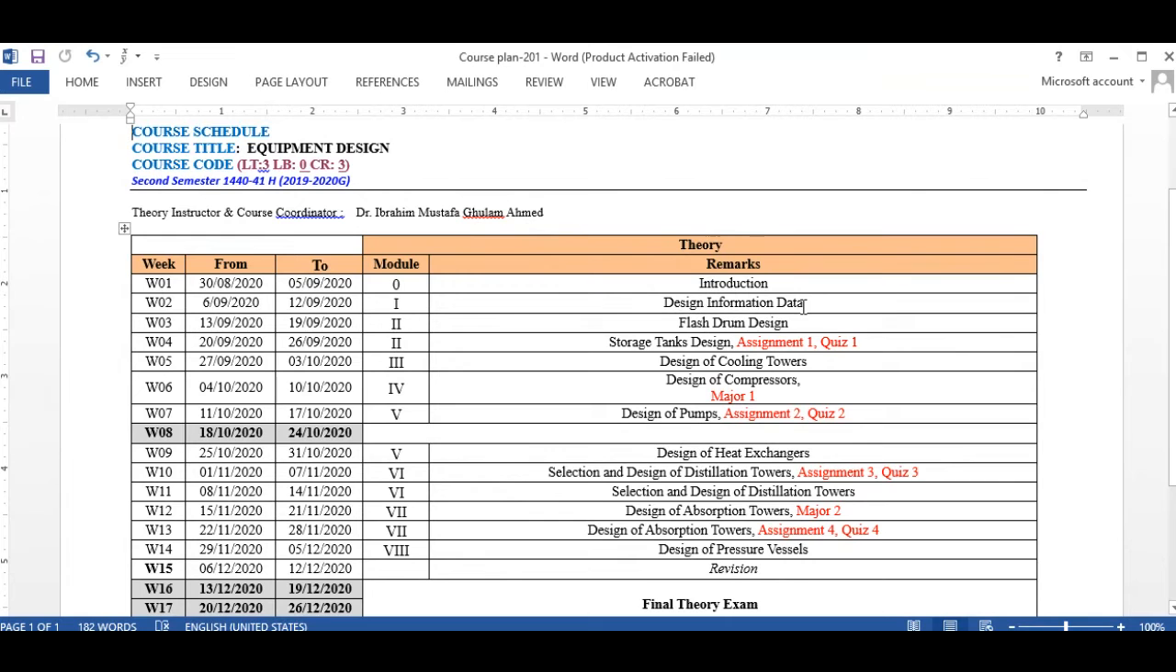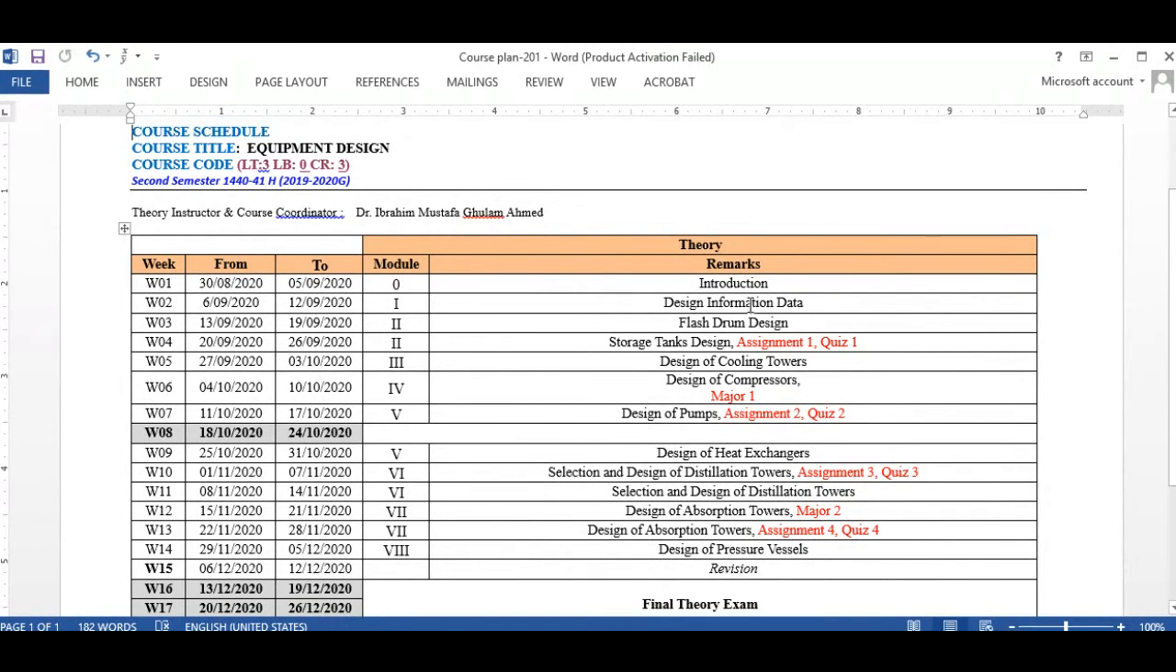Then we talk about design of the flash drum, and then storage tanks. Then we talk about cooling towers. All of these are used in industry. Then we talk about compressors, pumps, heat exchangers, distillation towers, absorption towers, and in the end pressure vessels. Here you will find heat exchangers and distillation towers more difficult. These two are difficult, okay?